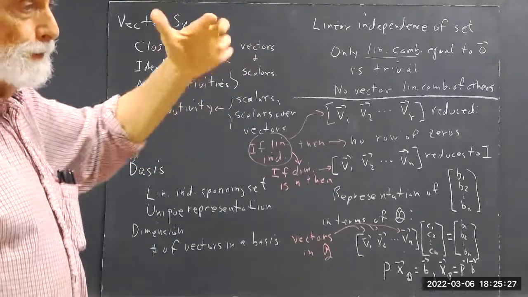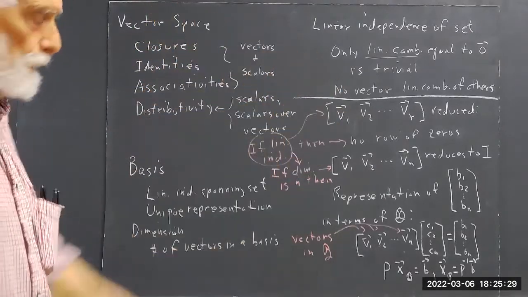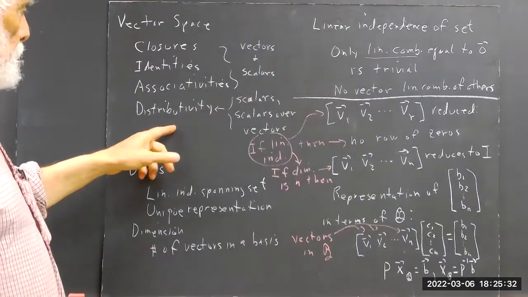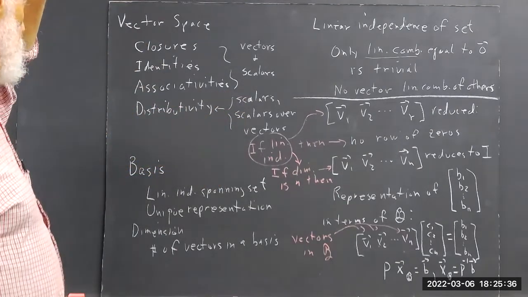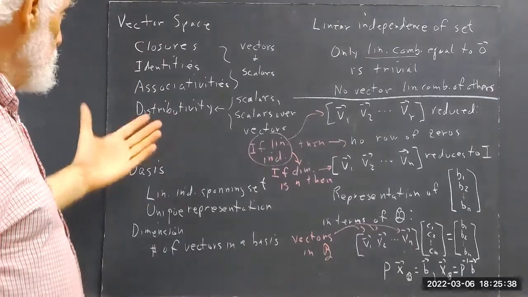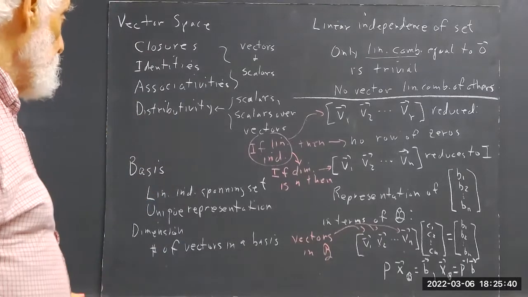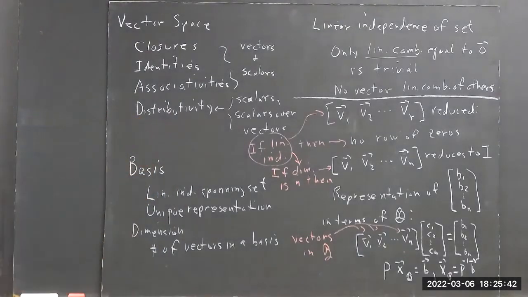And operations of scalars over vectors have similar properties. There's also distributivity of scalars over vector addition. And there we have a definition of a vector space. Okay, so you've seen these definitions, used them.